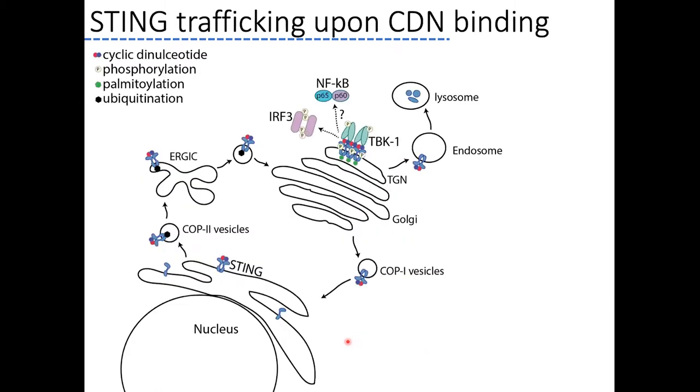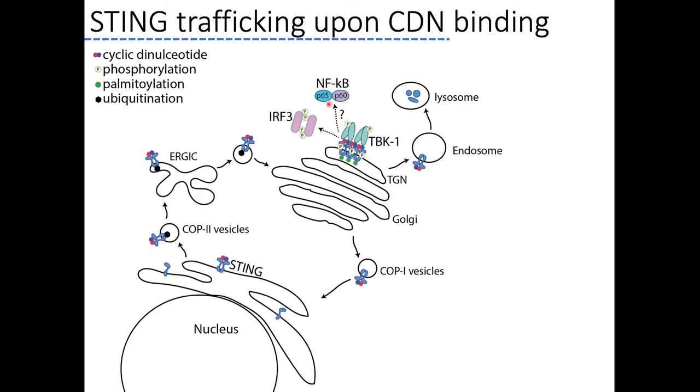So then we found many other genes that were involved in STING trafficking. So just to give you a brief background on STING trafficking and activation, because it's quite complicated and we still don't know which host factors are involved. But STING, in the absence of CDNs, resides in the ER. However, after CDN binding, STING is relocalized via the ER-Golgi intermediate compartments to the trans-Golgi network. And it's here where STING clusters and activates TBK1, which results in downstream immune activation.